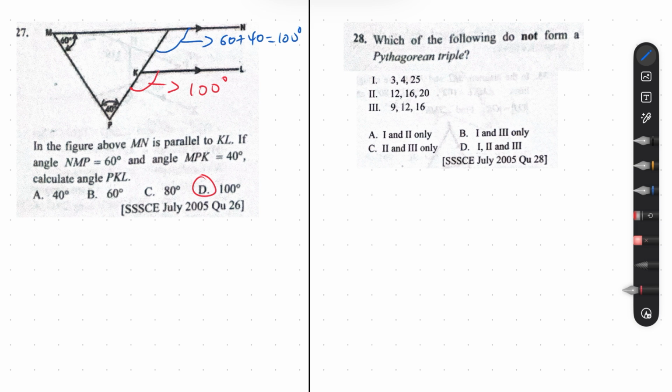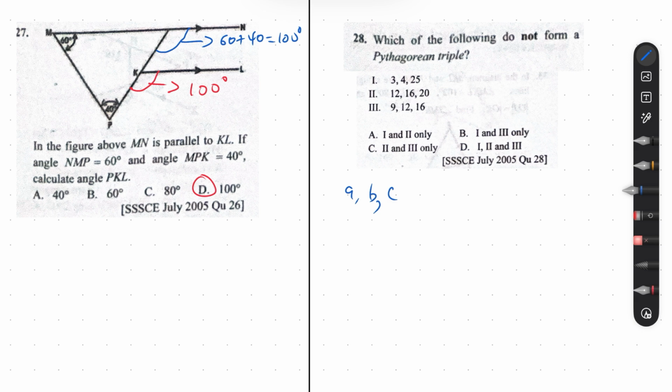Okay, cool. Let's move on to question number 28. The question says, which of the following do not form a Pythagorean triple? What is a Pythagorean triple? A Pythagorean triple is three numbers. Let's call them A, B, and C.